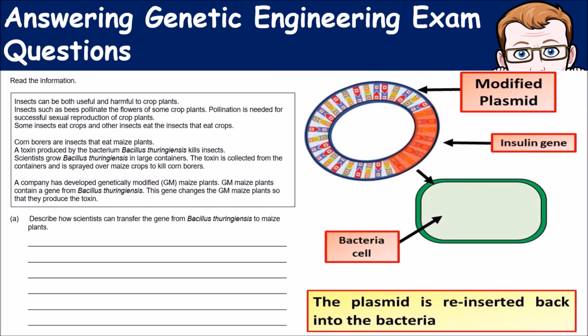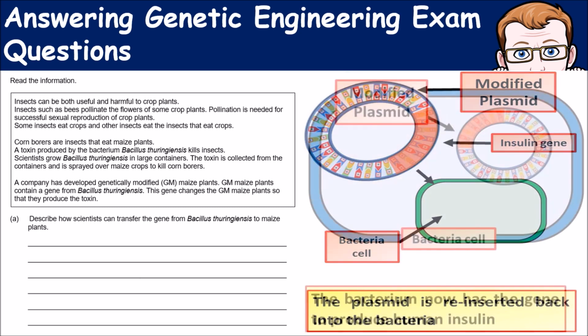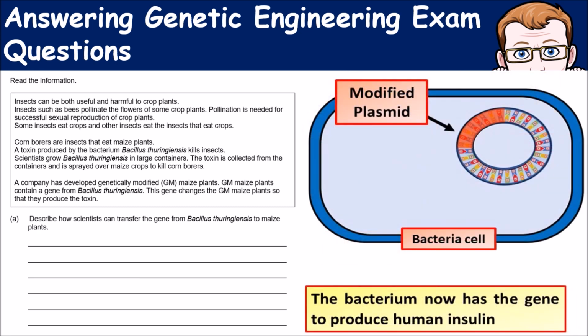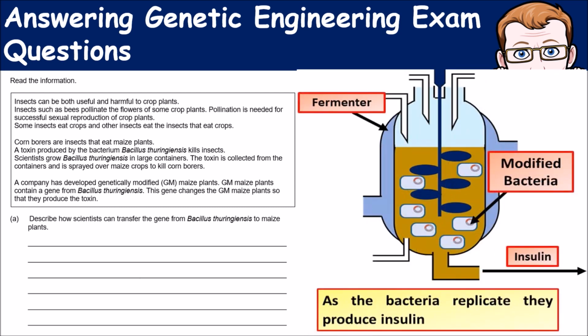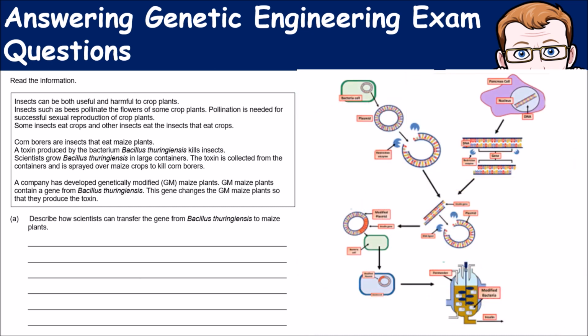That plasmid is then reinserted into the bacteria. So now in this case, the bacteria has the gene to produce human insulin. We can then grow the bacteria in a fermenter. As it grows and replicates, it produces the insulin which we can use. So let's look at this question in particular.